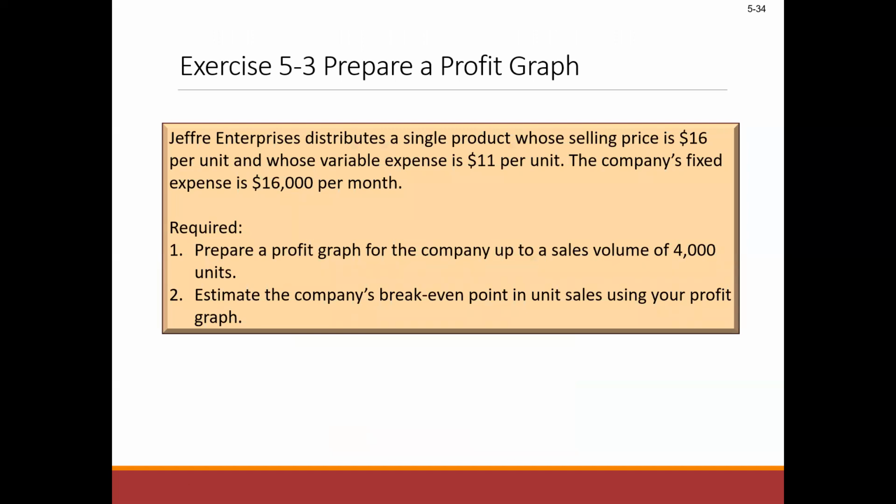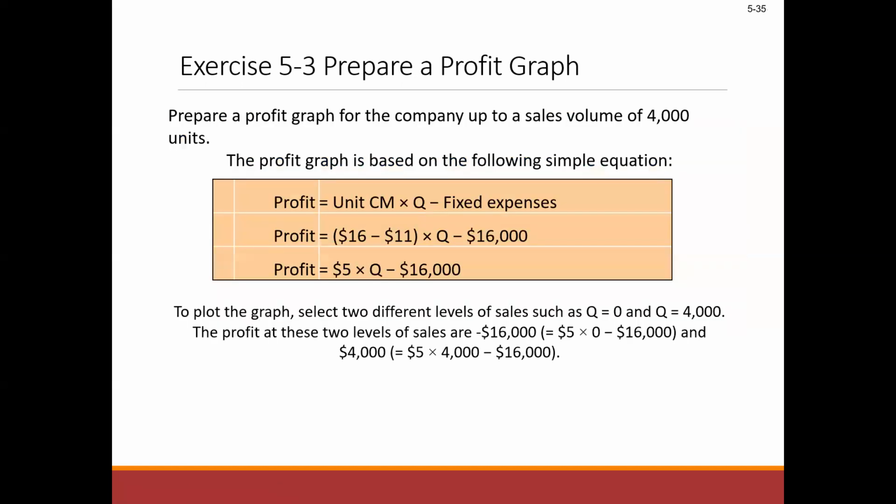Jeffrey Enterprises distributes a single product whose selling price is $16 per unit, and the variable expenses are $11 per unit. The company's fixed expenses are $16,000 per month. Prepare a profit graph for the company up to a sales volume of 4,000 units. Estimate the company's break-even point in unit sales using your profit graph. So we've got $16,000 a month fixed, the variable cost is $11 per unit, sales are at $16 per unit.